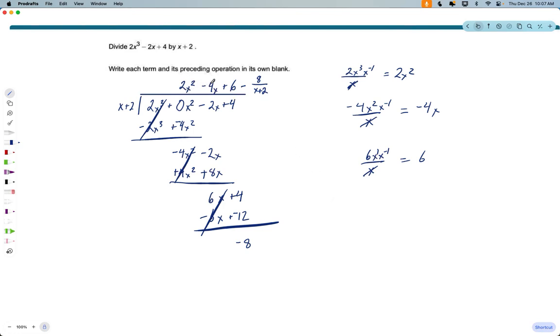2x squared would be one term. Negative 4x would be another term. Positive 6 would be another term, the third term. And then negative 8 over x plus 2 would be the fourth term. And that'd be how you would solve a problem like this. Let's look at the next problem.